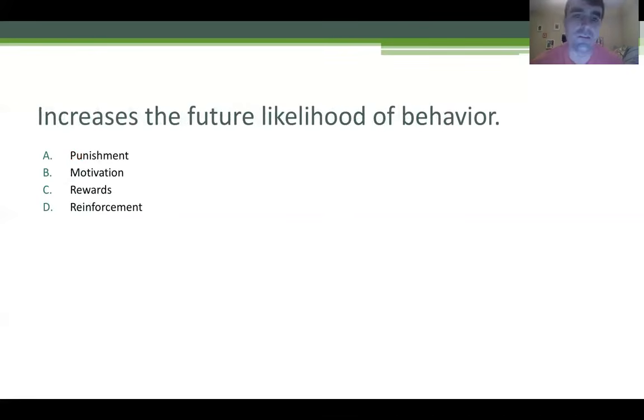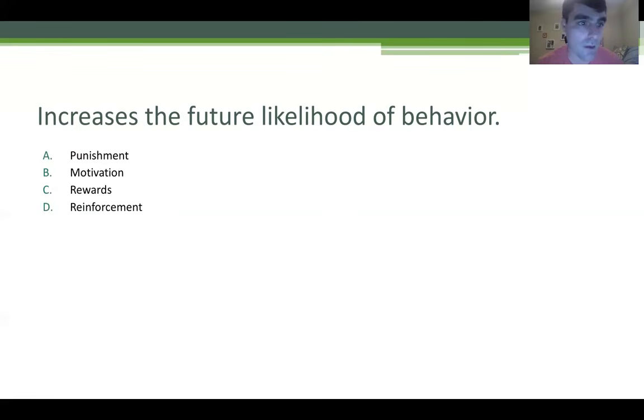Okay, increases the future likelihood of behavior. So let's say you're taking the test and you go from the SD question to this one. This one is significantly easier. But if you get them back to back so close, you might fall into the trap of getting confused and overthinking this. Think of what the question is asking. It's increasing, right? Increasing, what is that? Reinforcement, okay? Future likelihood of behavior.